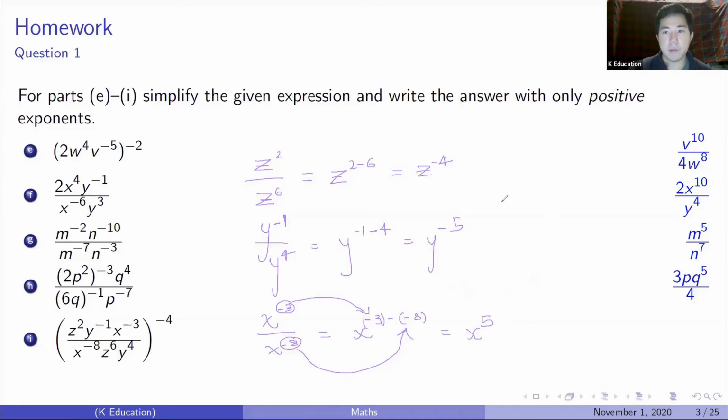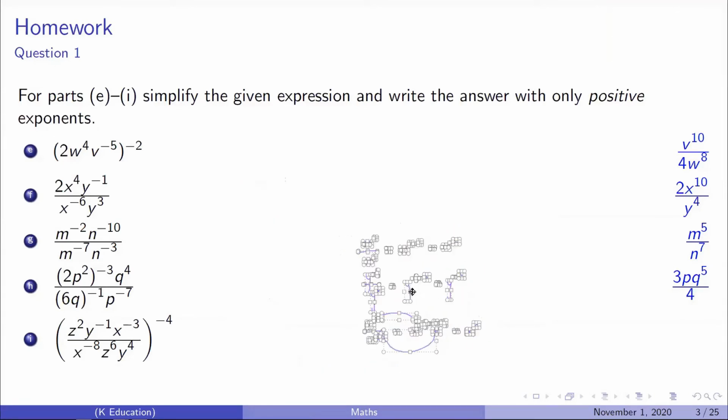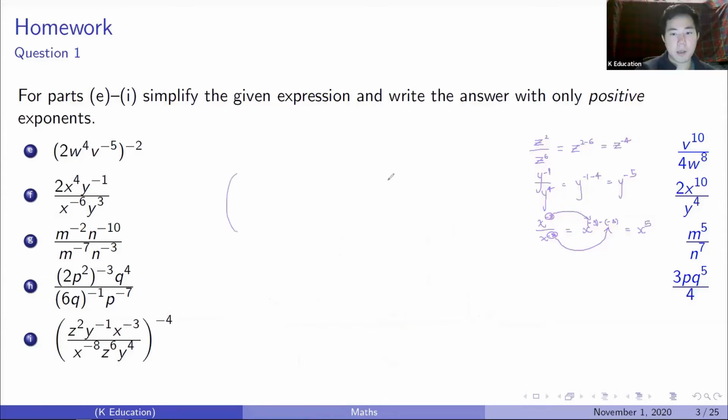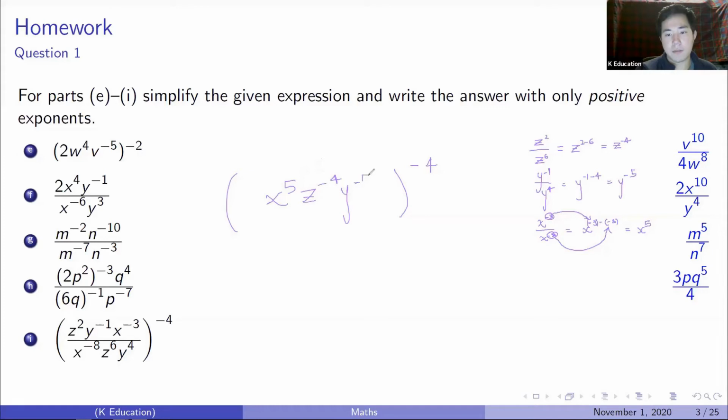Okay, so we have all these things. We looked at them separately. If you had to put them back together, how do you do that? So inside the brackets with the power of -4, x to the power of 5 goes at the top, and then z to the power of -4 times y to the power of 5 at the bottom. Okay, I'll just write it like this for now. If you apply this -4, what do you get?